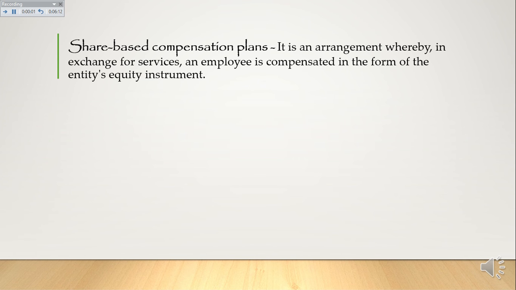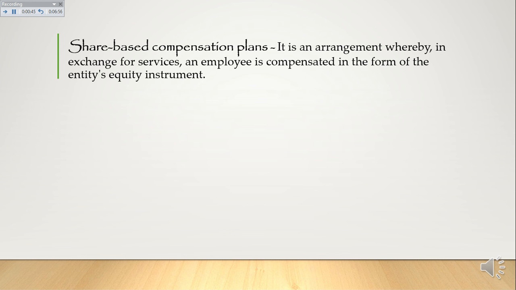Share-based compensation plans, or also called as stock-based compensation. It is an arrangement whereby in exchange for services, an employee is compensated in the form of the entity's equity instrument. So it is a way of paying employees, executives, and directors of a company with equity in the business. It is typically used to motivate employees beyond their regular cash-based compensation and to align their interests with those of the company's shareholders. The shares issued to employees are usually subject to a vesting period before they are earned and can be sold. So how do share-based compensation plans work?